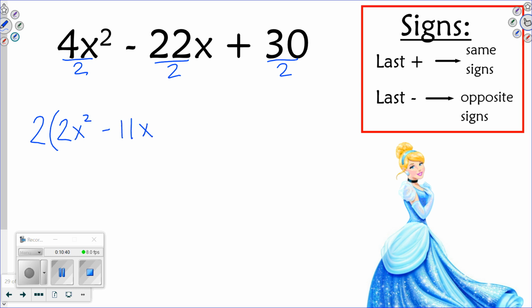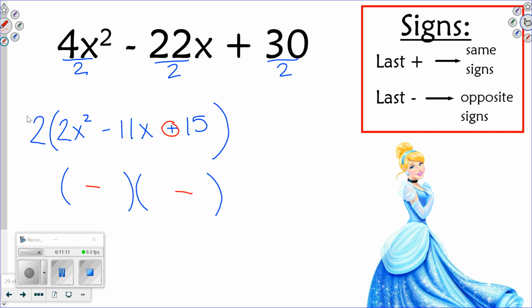minus 11x plus 15. You guys okay? You with me? You know, I can see you're physically here. All right, so let's talk signs. My last one is positive. So are they both plus or both minus? They're both minus, because if I don't put minuses in there, I'm never going to get negative 11. So they're both minus.